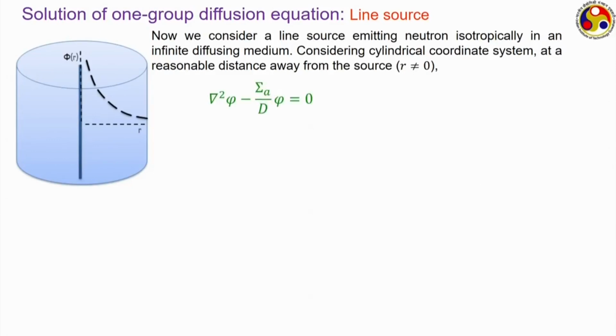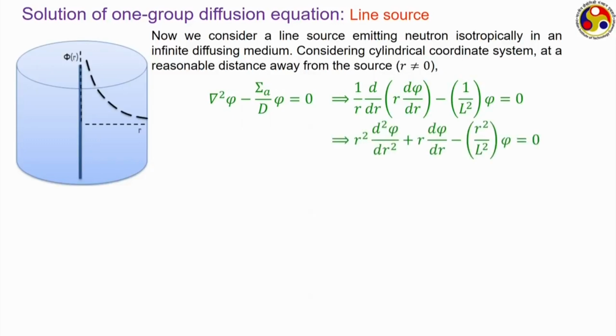So, following a similar methodology, this is the governing equation, but here we should use the cylindrical coordinate system. This is the form: 1 upon r d/dr of r d phi/dr minus phi upon L square is equal to 0. Now, we just play around with this, that is, we break the first differential and get a form like this, and multiply everything with r square to get a form like this. It is quite a complicated form actually, but the kind of equation we have here is known as Bessel's equation, which has a very standard solution.